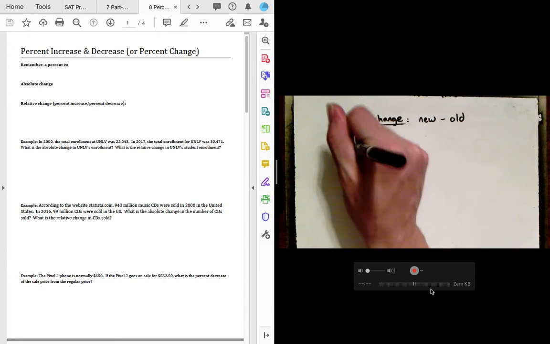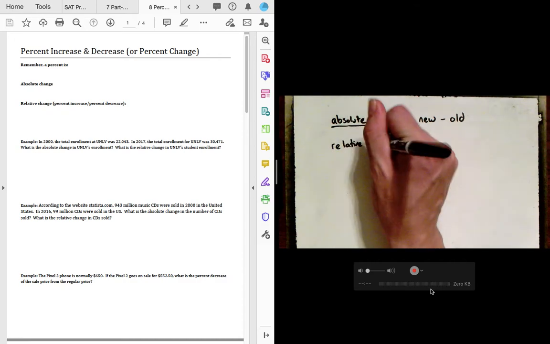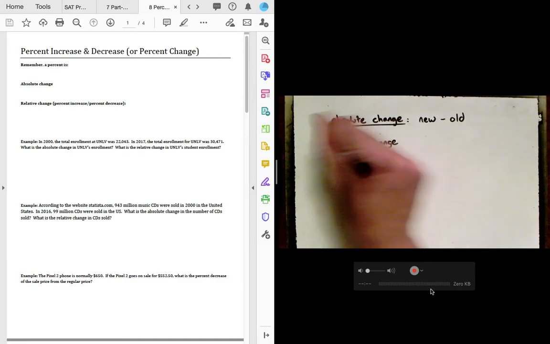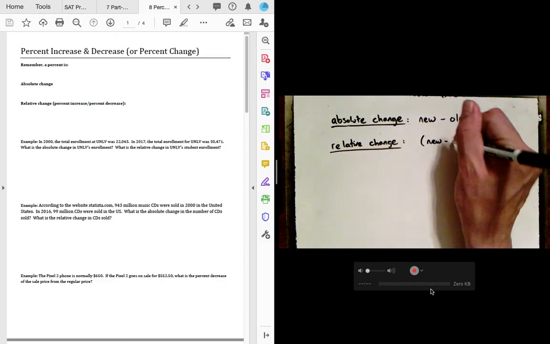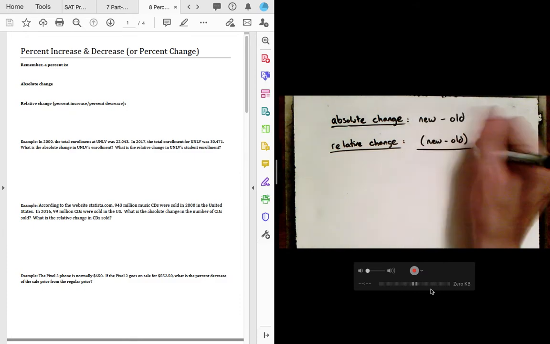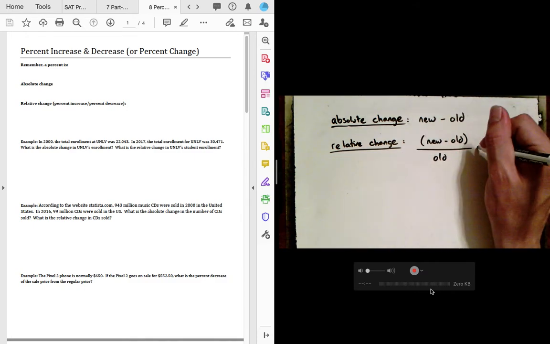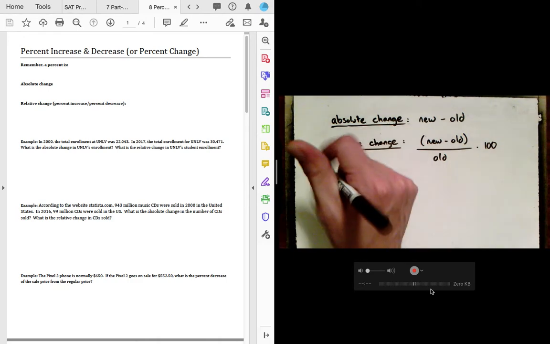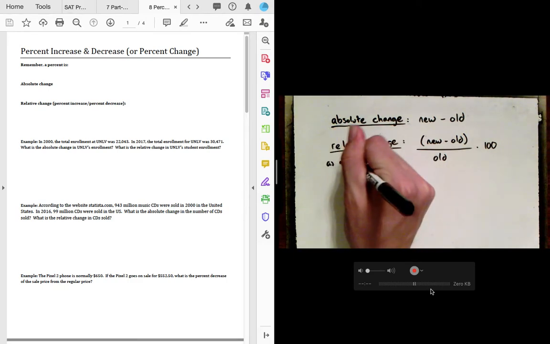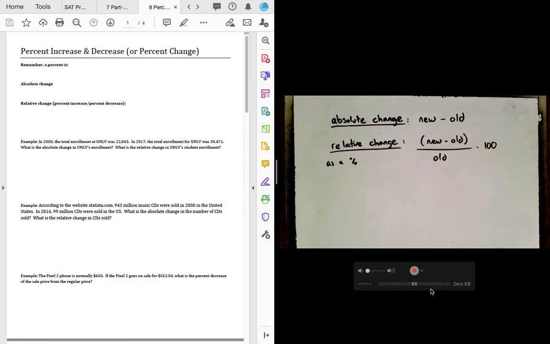Then we can talk about the idea of relative change. Relative change is calculated as new minus old, all divided by old, times 100. I put that times 100 in here because when we calculate new minus old divided by old, the answer that we get is a decimal. And so relative change is often expressed as a percent. When we multiply by 100, we're turning that into a percent change.